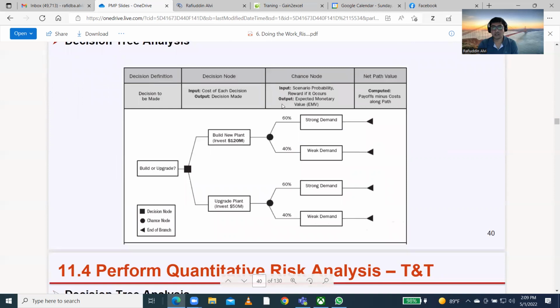Similar to this, for example, we have chance nodes. If the input is scenario and probability, the output is EMV. In the exam they ask this also: what is the EMV value? It is simple. EMV means expected monetary value, which we can calculate with probability and impact. For example, if they give a probability of 60% and an impact of 40,000, you need to multiply them, and then you will get the EMV. We have some mock questions for that, so in that also we have problems.